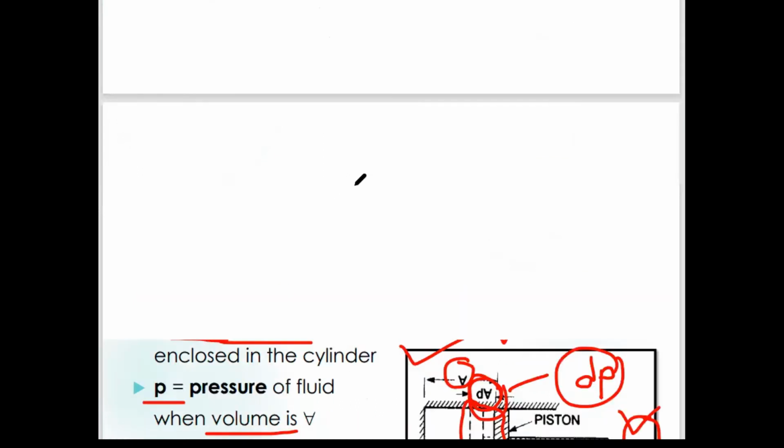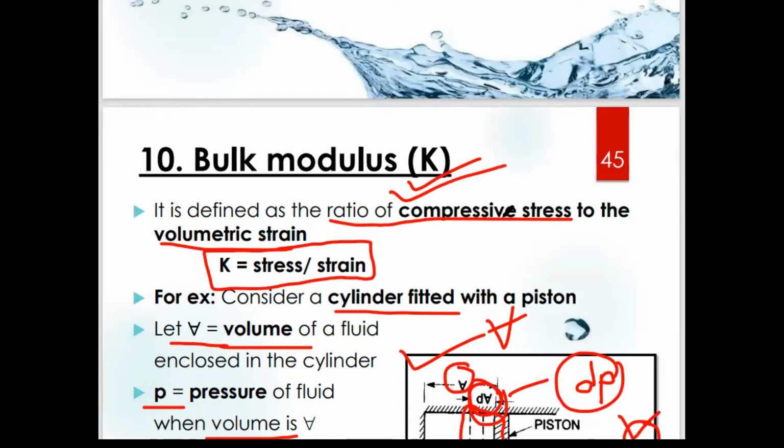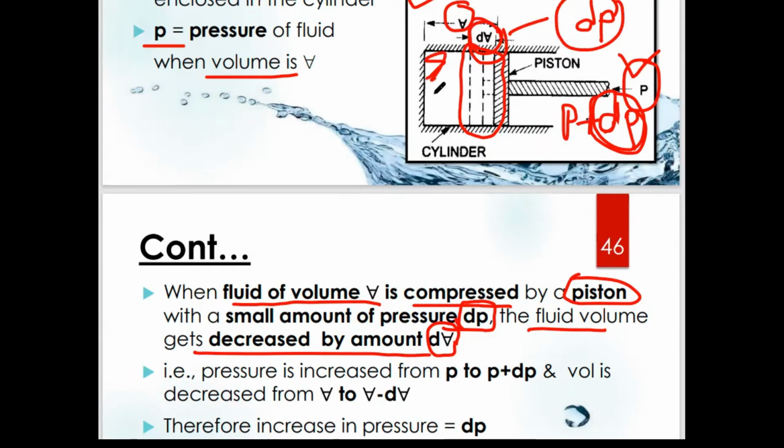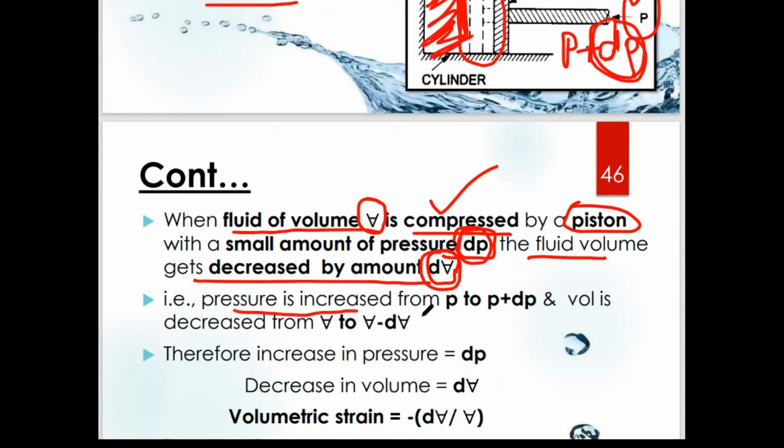What is the bulk modulus definition? It is the ratio of compressive stress to the volumetric strain. Now we have compressed the fluid present inside the cylinder by applying a small amount of pressure, dP. Then the initial volume V is decreased by an amount dV. So the pressure increases from P to P plus dP, and the volume is decreased from V to V minus dV.